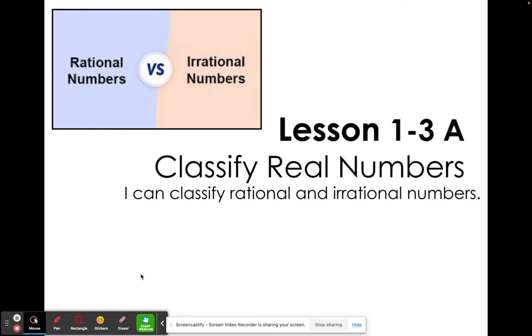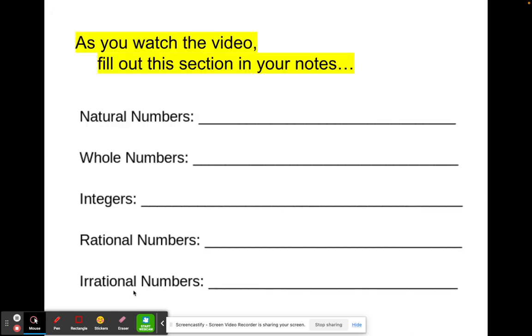Hi everyone, today we're going to be starting lesson 1.3 with lesson 1.3a, part A. We're going to classify real numbers. Our objective today is to classify rational and irrational numbers. So I'm going to go through this part of the video, and as I say certain words, I want you to take your notes in this section of your note page.